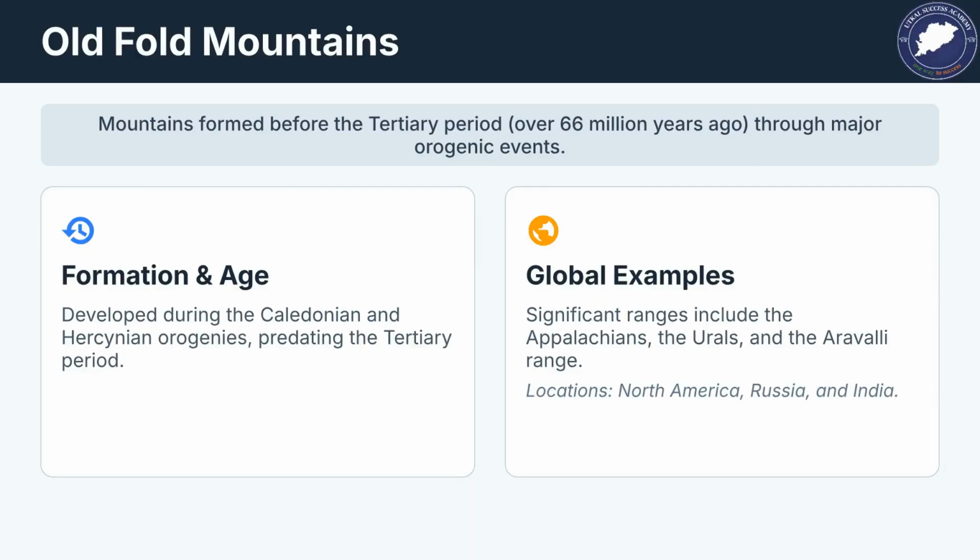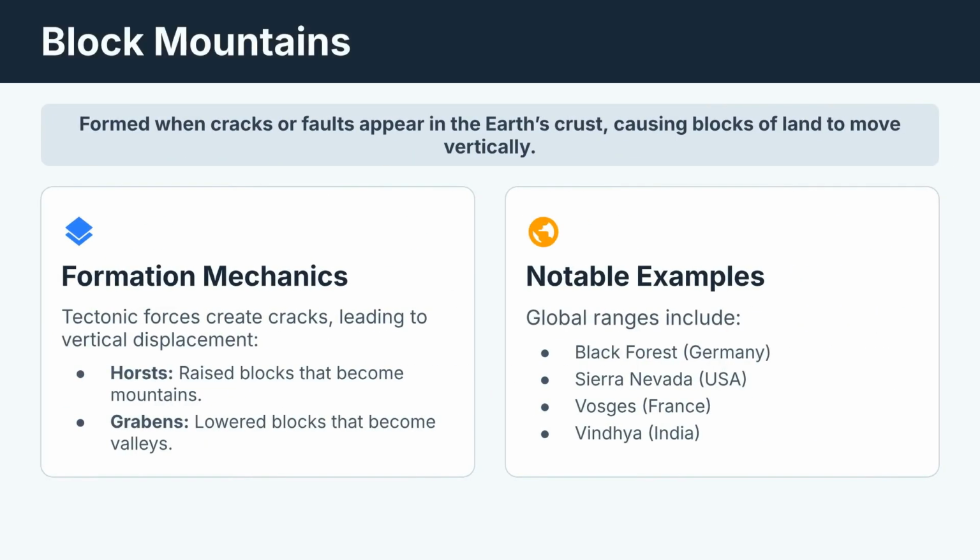Because of their age, they have been subjected to significant erosion, resulting in lower elevations and rounded features. Block mountains are formed when faults appear in the Earth's crust, causing vertical displacement.